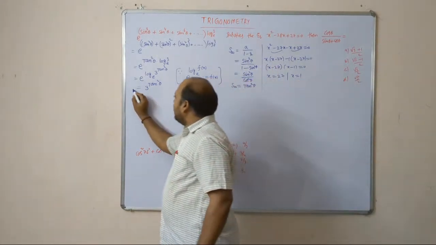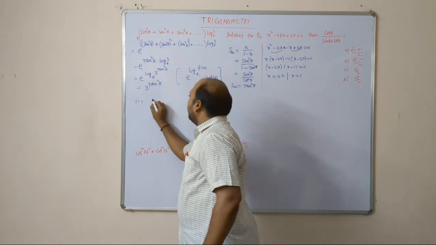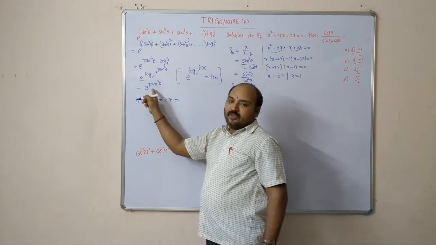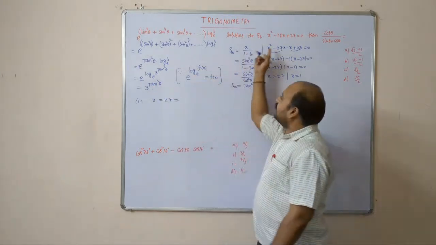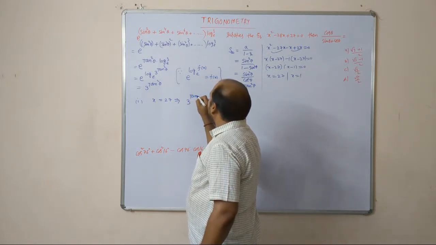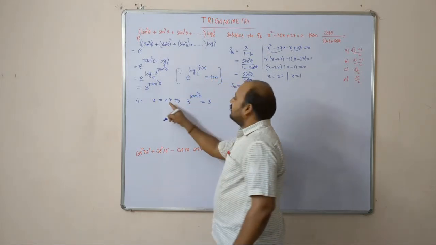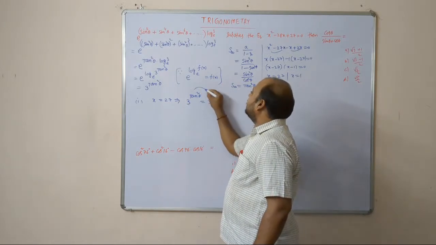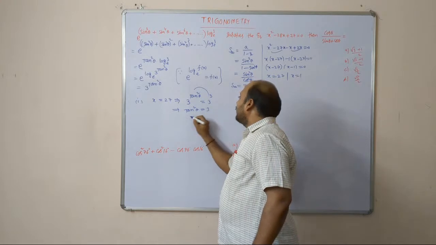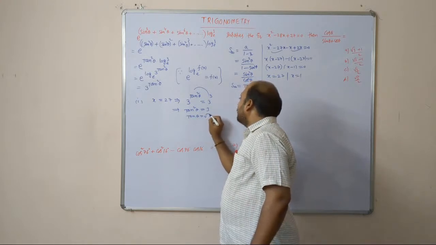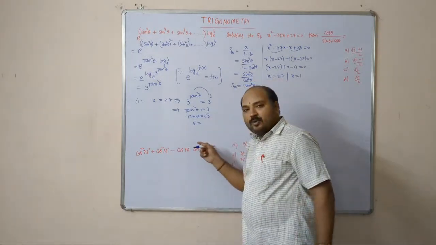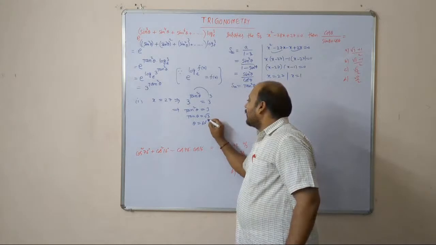So x possibilities. First case, if x is equal to 27, it is a root, it satisfies this equation. So in place of x, 3 power tan square theta is equal to 27, can be written as 3 power 3. Bases are equal, so both should be equated. So tan square theta equal to 3, tan theta equal to root 3. So theta equal to, for what angle tan theta will be root 3, 60 degrees.